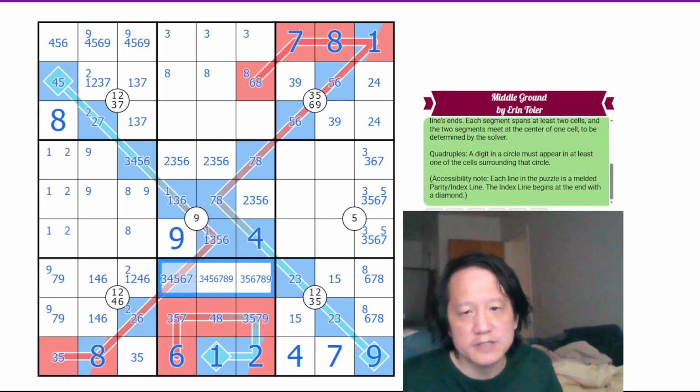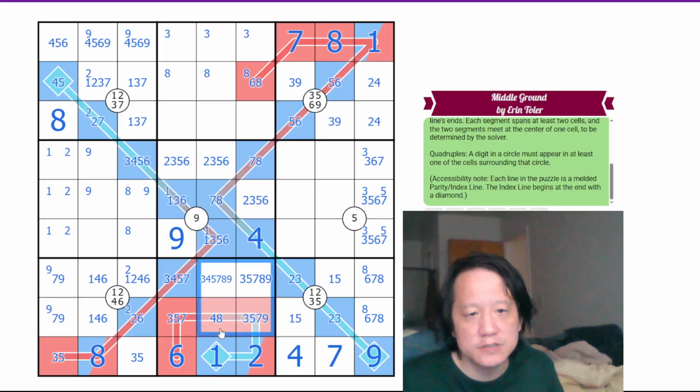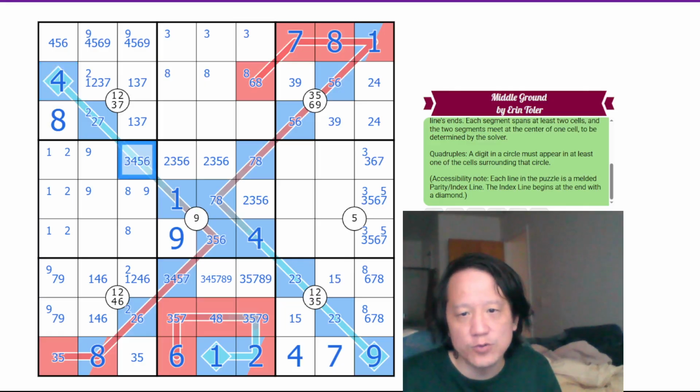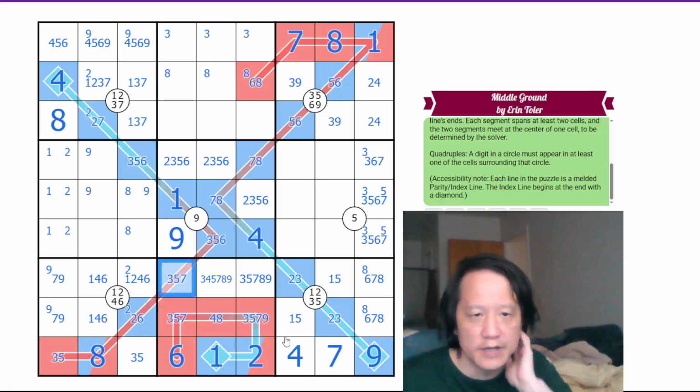6 eliminates 6 in the rest of the box. 1 eliminates 1 here. So 1 has to be here, which means 4 has to be correct. A lot of going about. Anyways, that eliminates 4 in the rest of the index line.